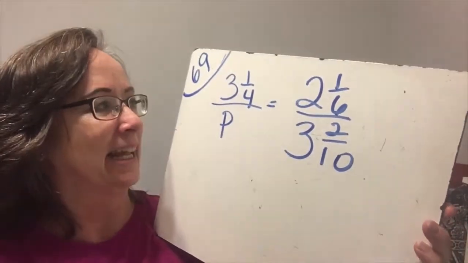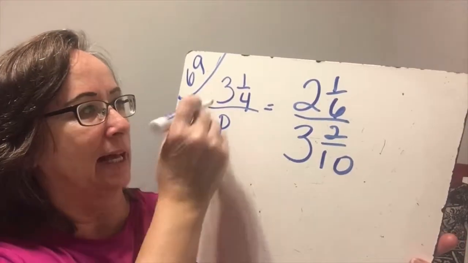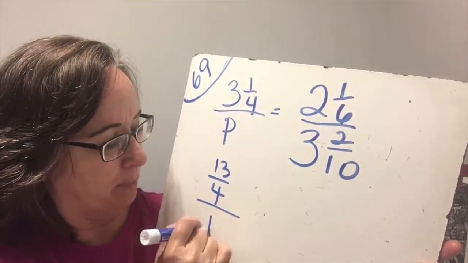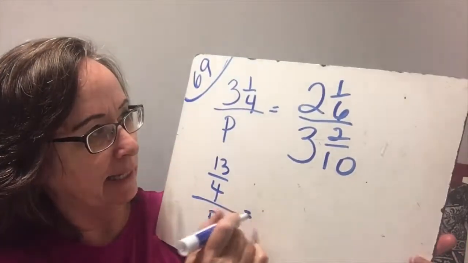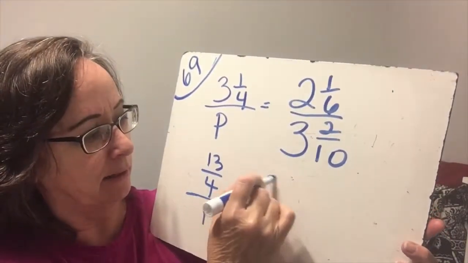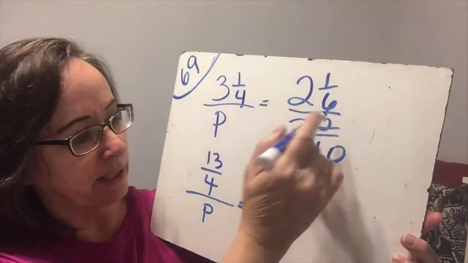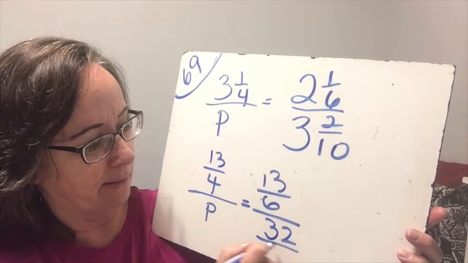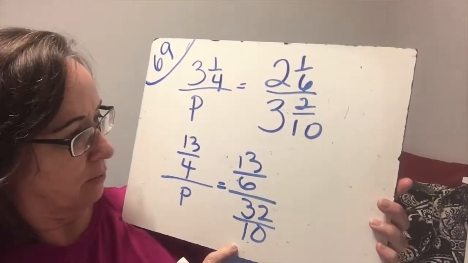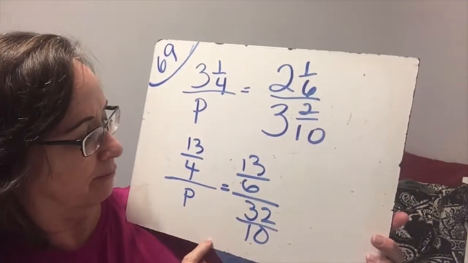What a short lesson. Okay, so 3 1/4 would be the same thing as 13/4 divided by P, and then equals 2 1/6, which is 13/6 divided by 3 1/5, which is 32 tenths. Okay, so we got everything into improper form on our fractions. Instead of mixed numbers, we have improper fractions.